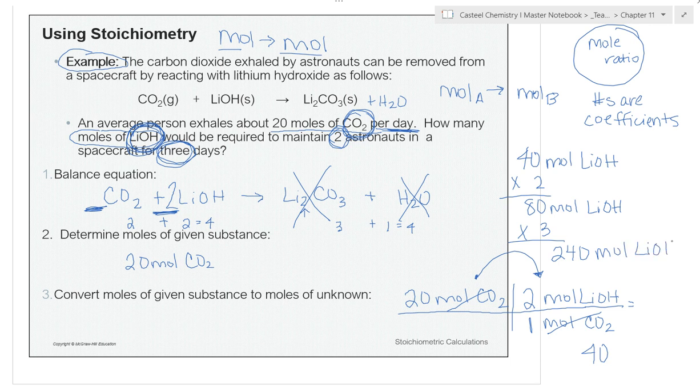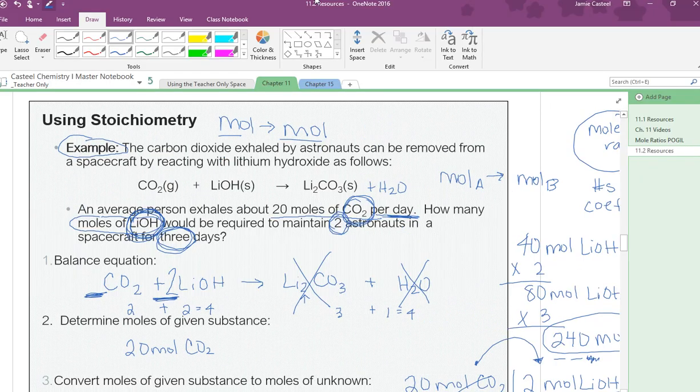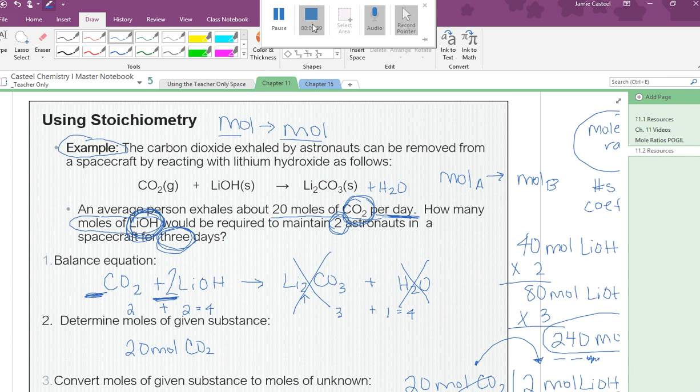Just read carefully. I would need 240 moles of lithium hydroxide to get these 2 astronauts through 3 days without dying of asphyxiation. Here though, this really bugs me because my sig figs aren't right, so just know this actually has 2 sig figs, not 3, and it should only have 1. So technically I would put 200 moles, but we don't want our friends to die, so we're going to leave 240 as the answer. So if you get stuck on these at any point, just shoot me an email. This is difficult, but you've got to do the practice problems.